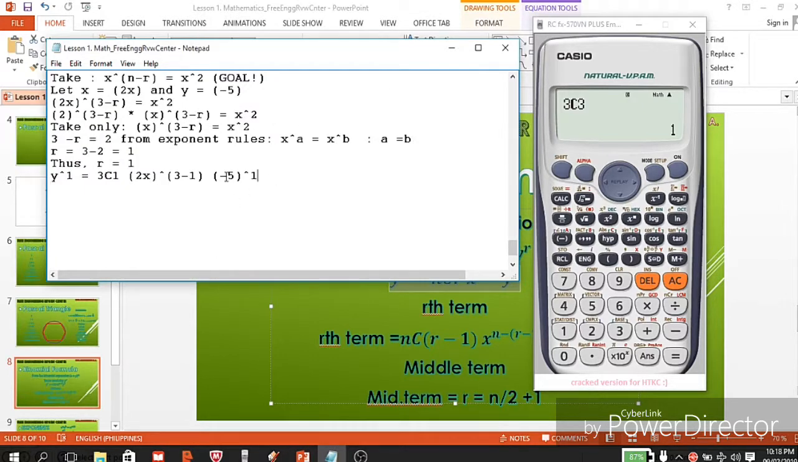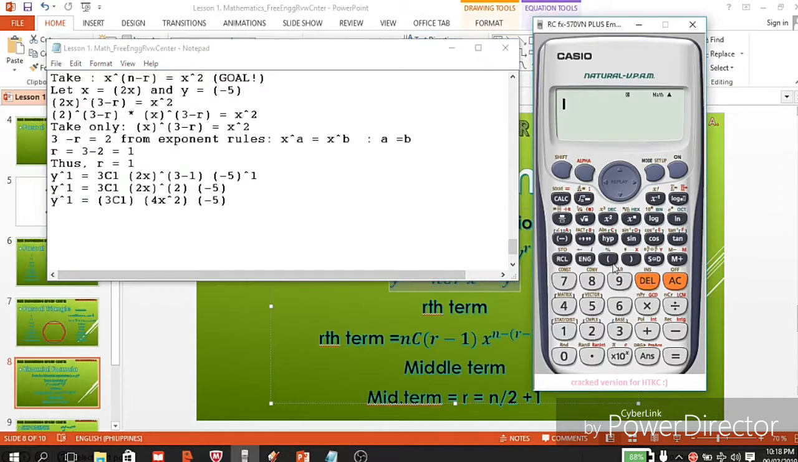So let's simplify. So if you simplify that one, this becomes 2. This becomes negative 5. And again, let's simplify this one. So this becomes 3 choose 1 times 2. This becomes 4x squared and negative 5.